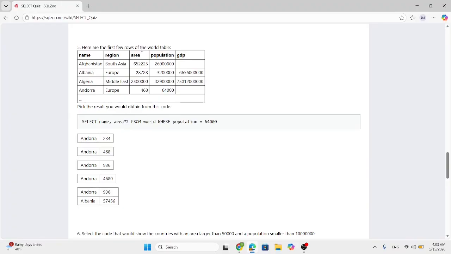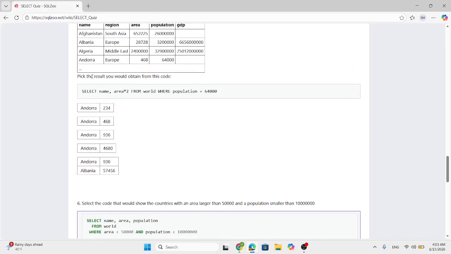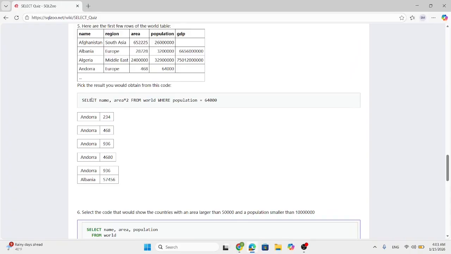Here are the first few rows of the world table. They gave us the table in here, not at the top of the website. Pick the result you will obtain from this code. We are going to select name and area multiplied by 2 from world where population is 64,000. Population 64,000 is Andorra in Europe, and the area is this. Not Albania, for example. They divide by two. This answer is wrong.